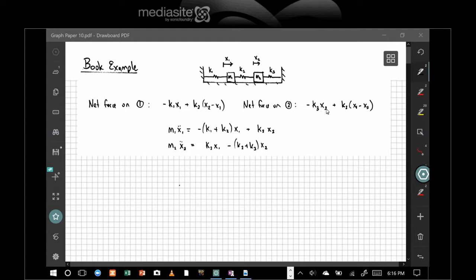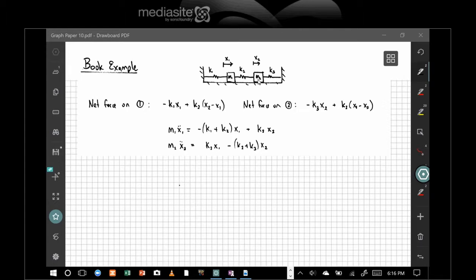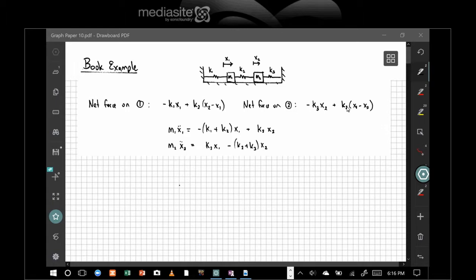Notice that there's no k1 here because k1 doesn't touch mass M2. Again, k3 is a restoring force. And again, k2 only has a stretch if there's a difference between x1 and x2.